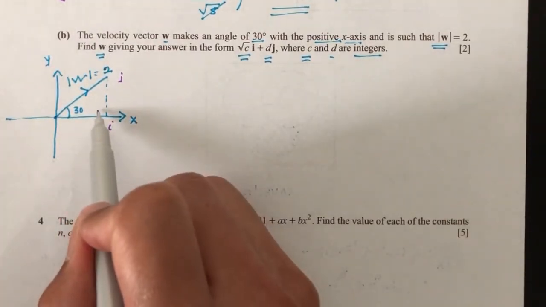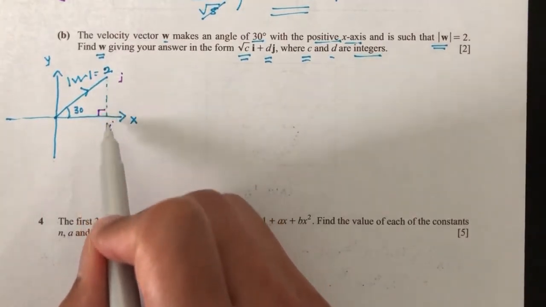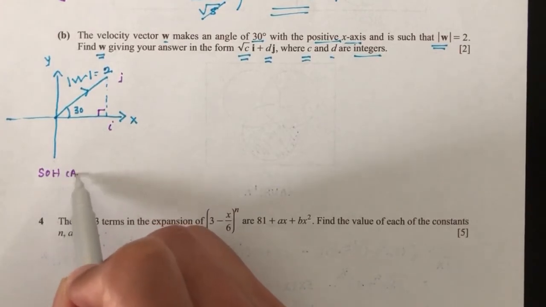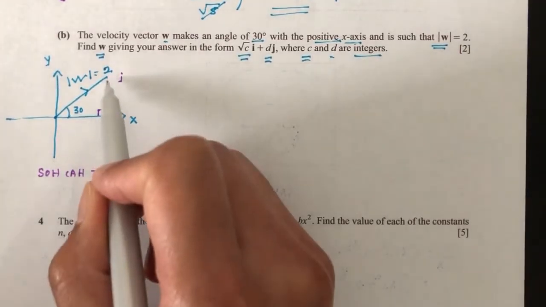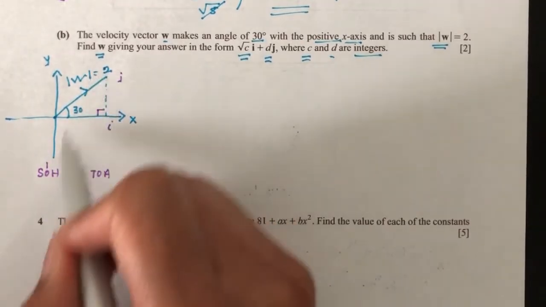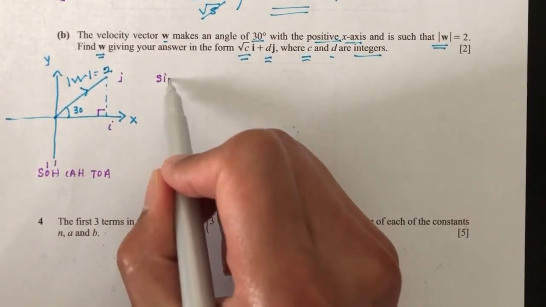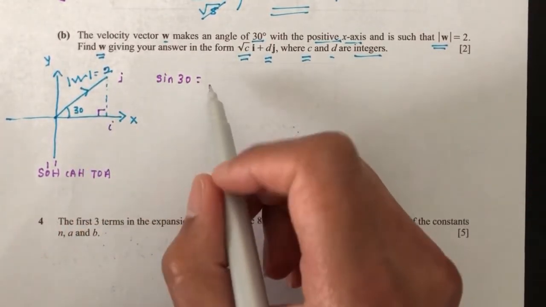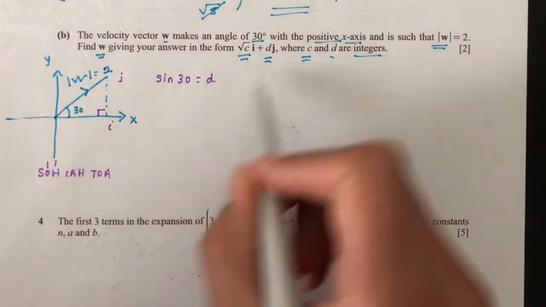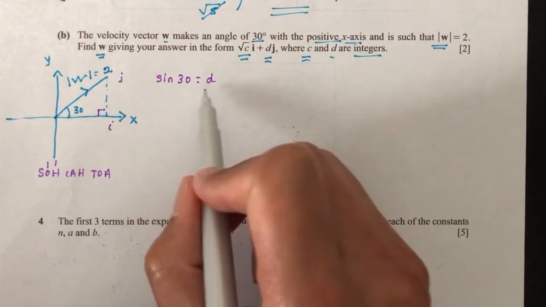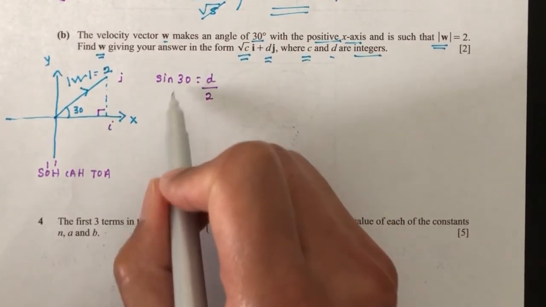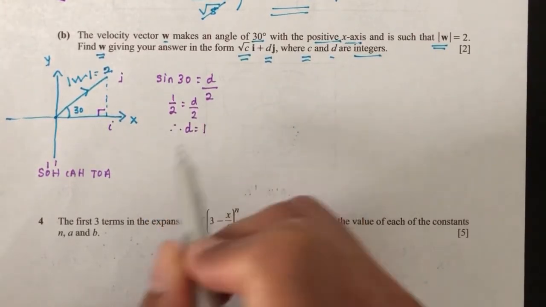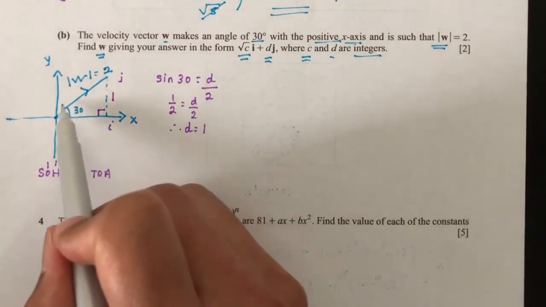As you can see, this is a right-angled triangle. What is this side? If this is 2, we have to use SOHCAHTOA. This is the opposite side and we know the hypotenuse, so we have to use sine. So sine of 30 equals this side, let's call it d, divided by 2. So this is equal to a half, equal to d by 2, so d is equal to 1. So this length is 1, and this is 2.